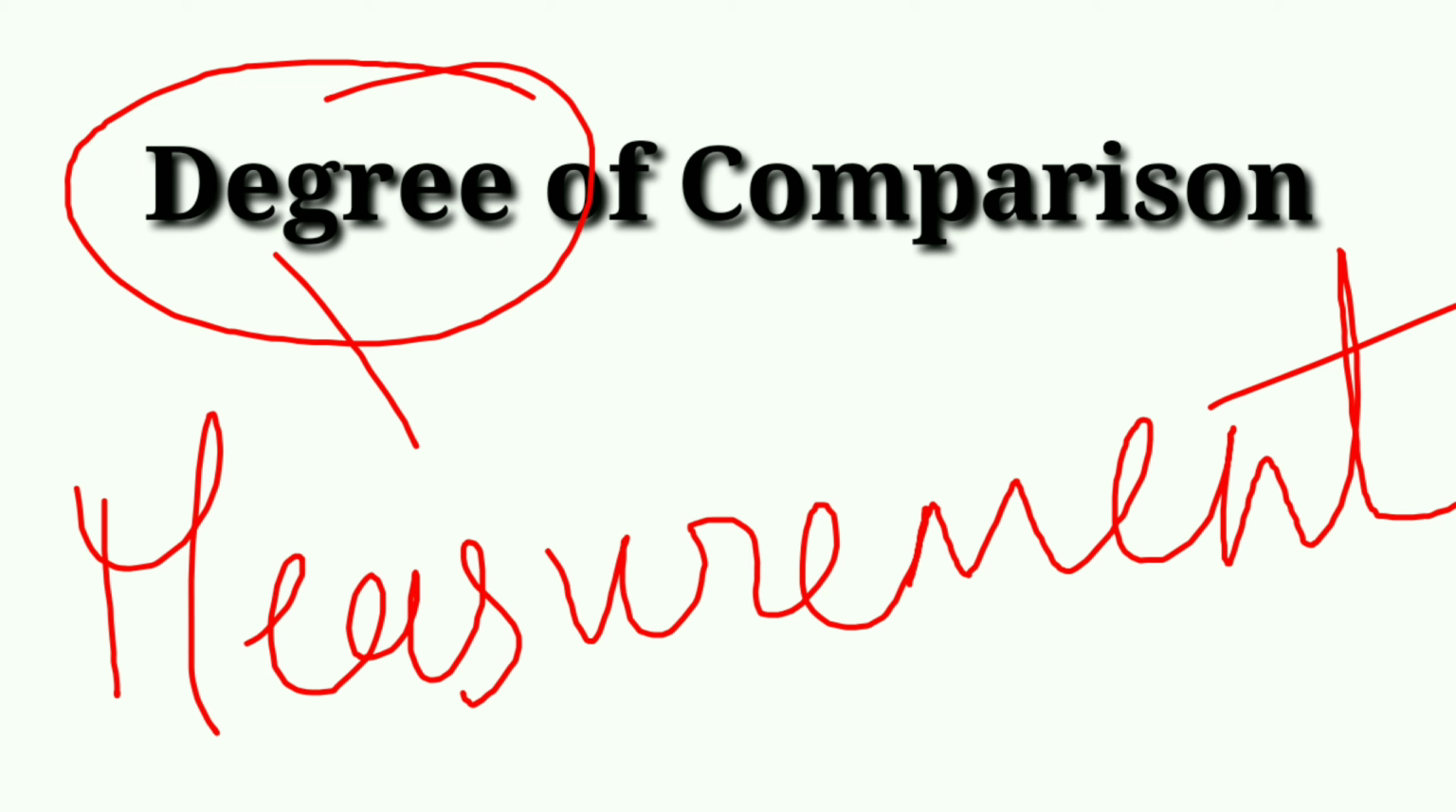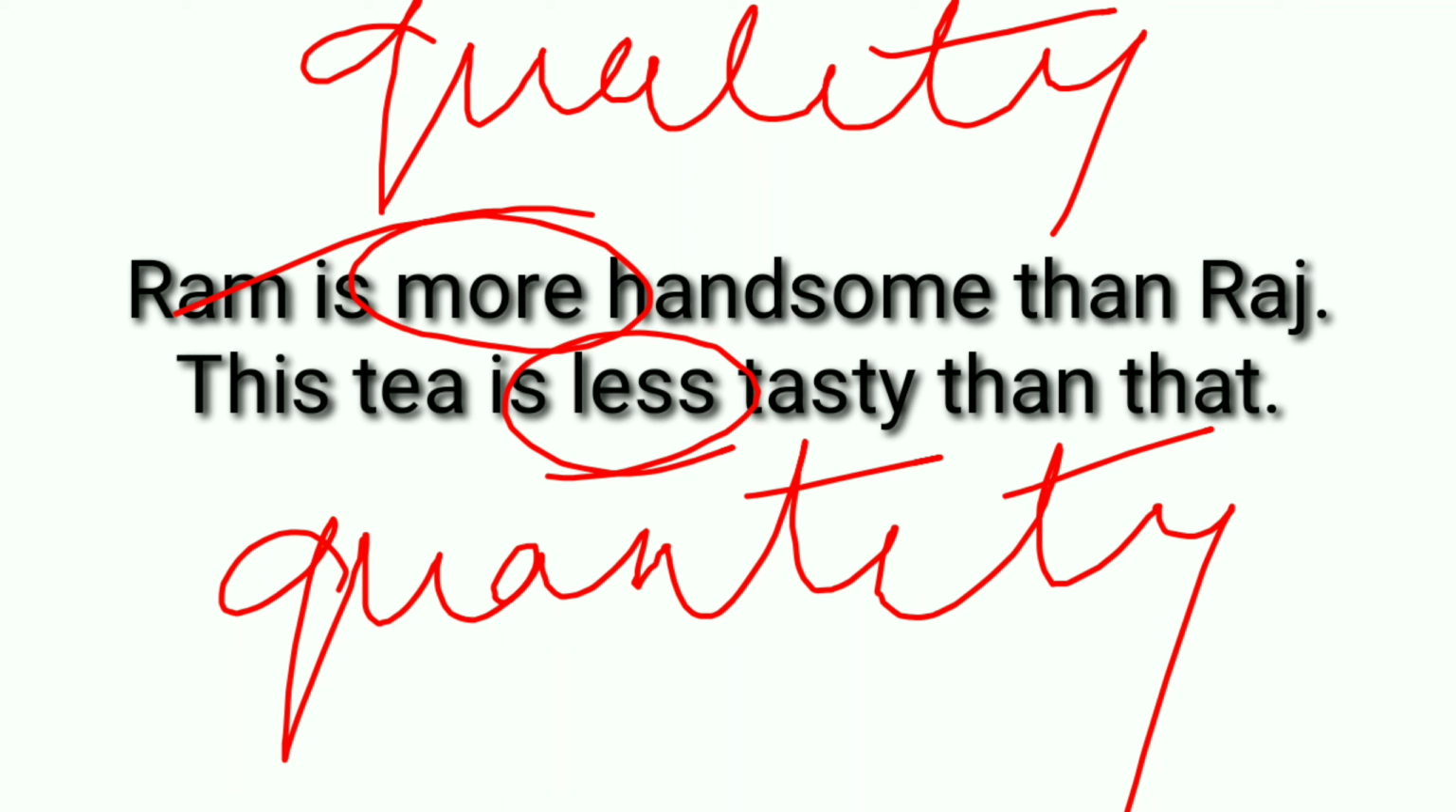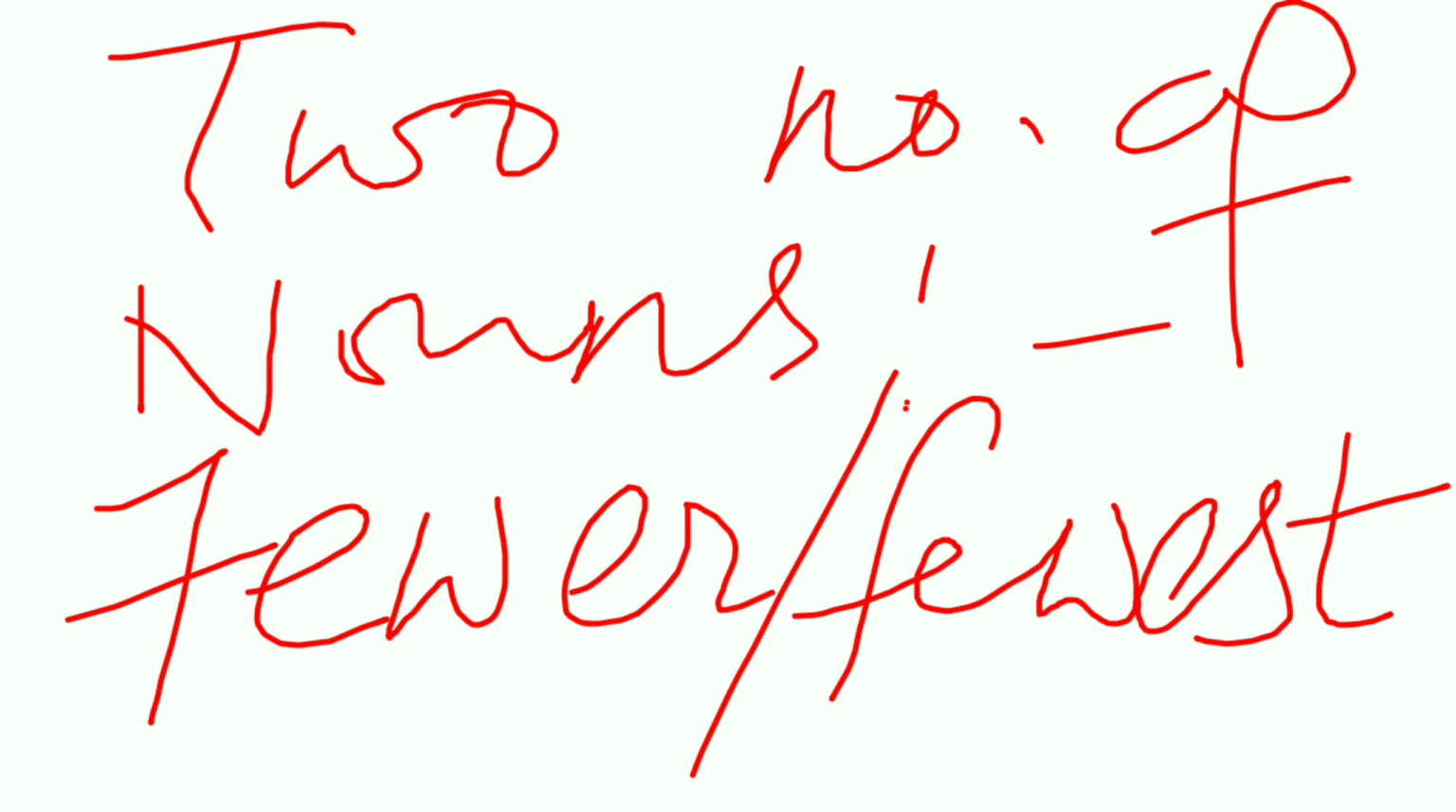The literal meaning of degree is measurement, but in English grammar, degree of comparison shows comparison of two qualities or quantities. For example, Ram is more handsome than Raj. This tea is less tasty than that. For comparing two qualities, we use more and most. For comparing two quantities, we often use less and least. And for comparing the number of nouns, we can use fewer and fewest.